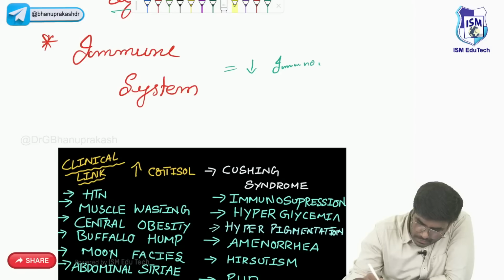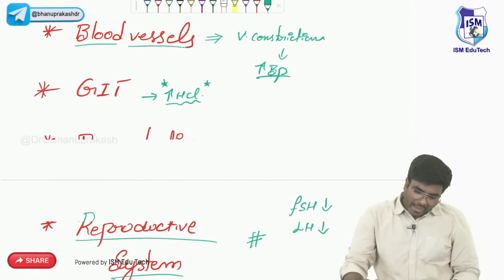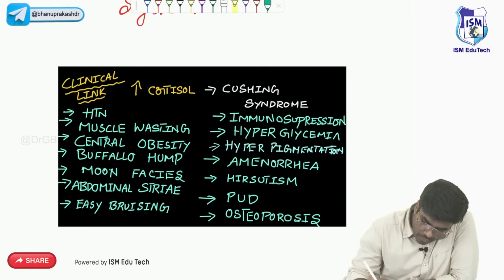Okay, in here, immunosuppression. The immune system was kept to sleep. Now, why I have discussed all these points is because there is a condition called Cushing syndrome. What exactly is this Cushing syndrome?